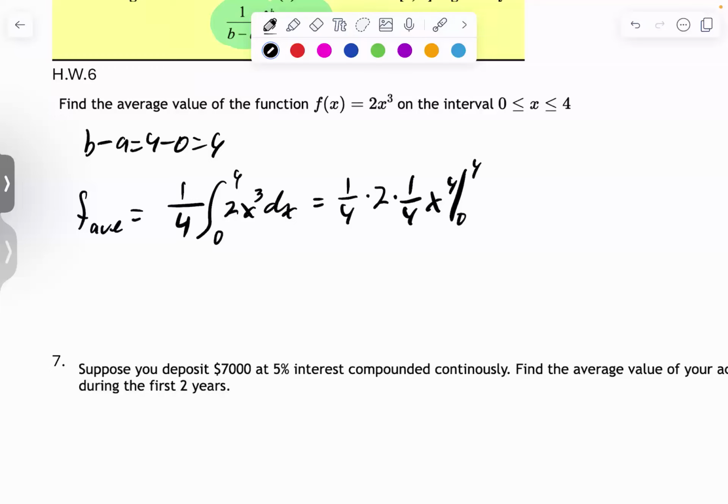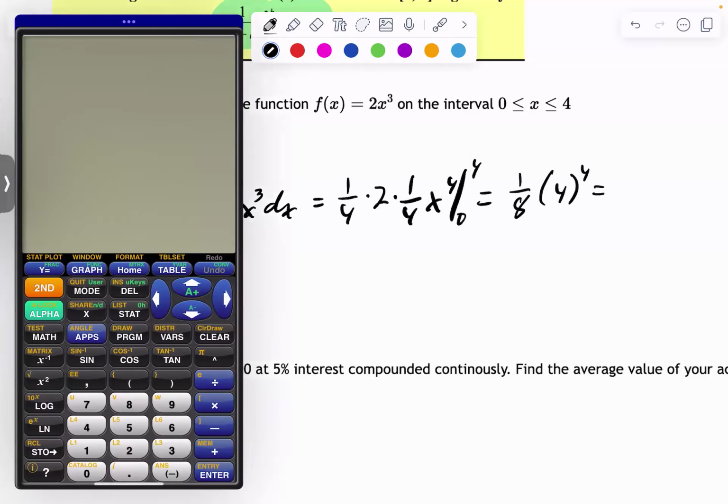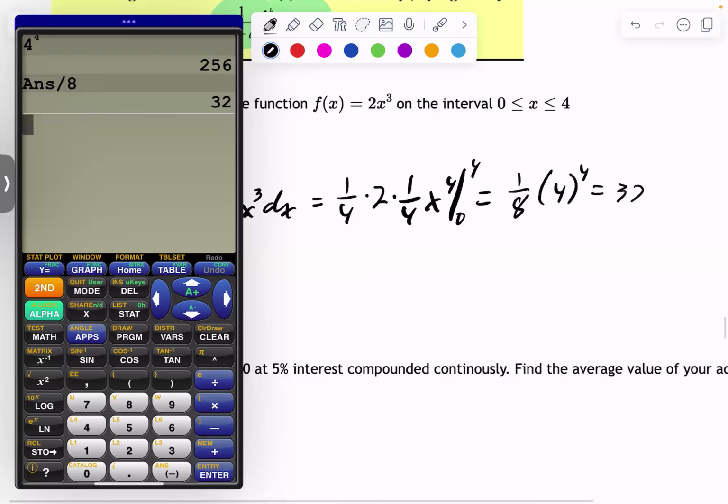And we can see all those constants. We end up with 2 over 16, which is 1/8. And then we get 4 to the 4th power, which I believe is 256. 4 raised to the 4th power, divided by 8 is 32. So what's the average of this function? It is 32.